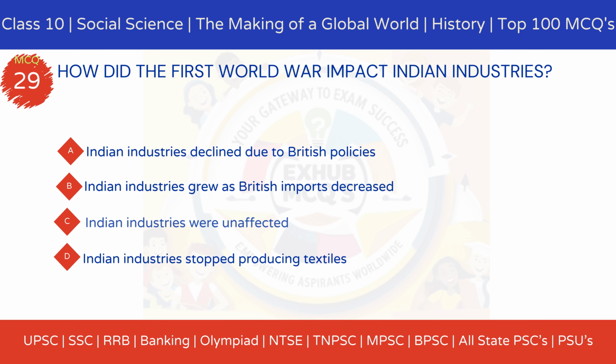Option A. Indian industries declined due to British policies. Option B. Indian industries grew as British imports decreased. Option C. Indian industries were unaffected. Option D. Indian industries stopped producing textiles.